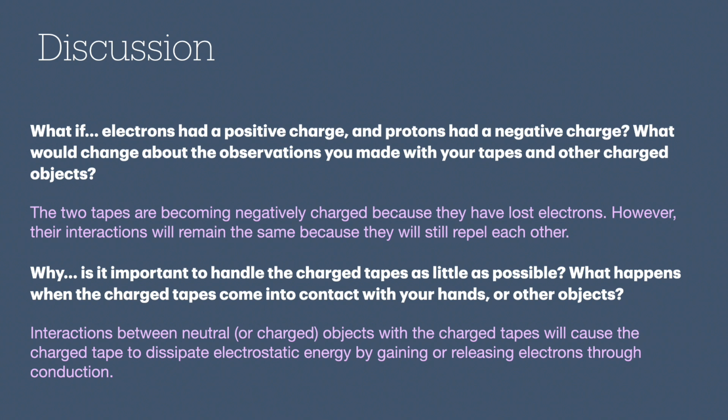And the second question: why is it important to handle the charged tapes as little as possible? What happens when the charged tapes come into contact with my hands or other objects? The interactions between neutral or charged objects and the charged tapes will cause the charged tape to dissipate electrostatic energy by gaining or releasing electrons through conduction, depending on the other object.